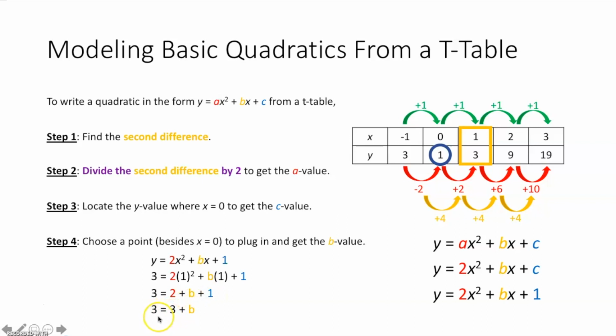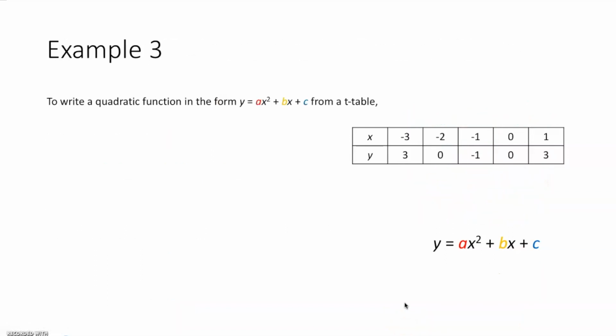We then subtract 3 on both sides. We get b is equal to 0. So we plug in 0 for b. 0 times x is just 0, so we don't even have to write that middle term. We just get y is equal to 2x squared plus 1. That's how it's done. Now example 3, let's do another one and make sure you got the hang of it.